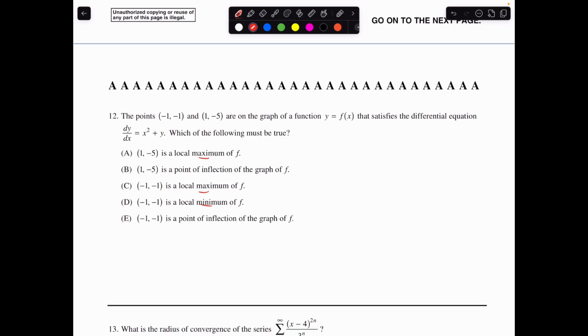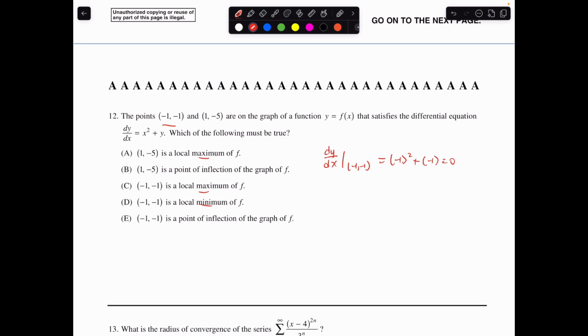So let's plug in dy/dx. Let's try out (-1, -1) first. So dy/dx evaluated at (-1, -1) is equal to (-1) squared plus (-1). So that's equal to 0. Okay, that's good. So now let's see what's going on.